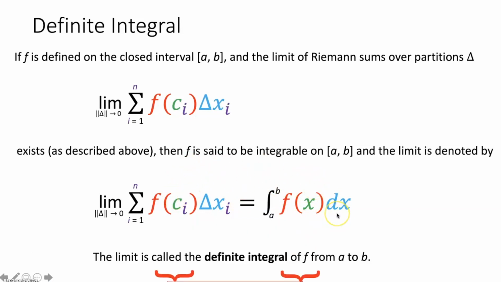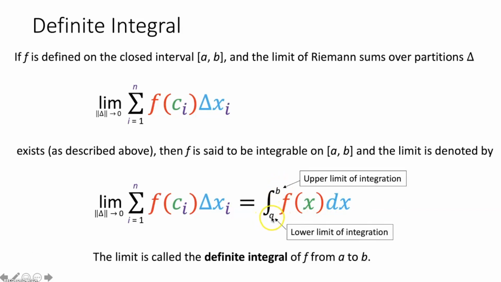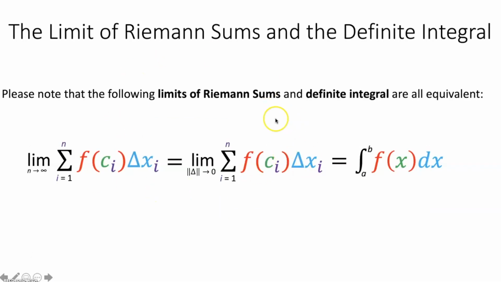Now, within your definite integral, you have this a and b. That would be your lower limit of integration and your upper limit of integration respectively. So that's just telling you what x value to start at and what x value to end at for your given interval. Now, I'm creating a whole new slide just to tell you exactly what I told you before.